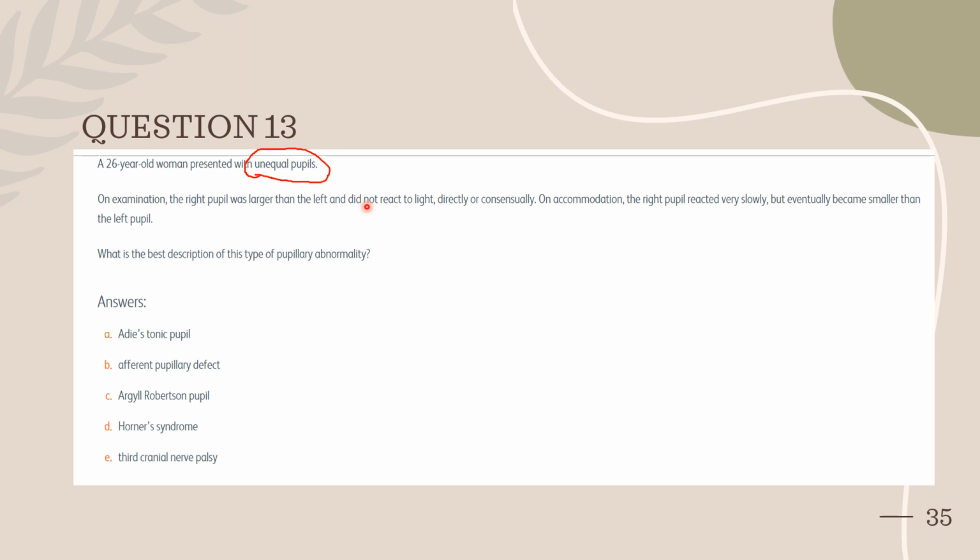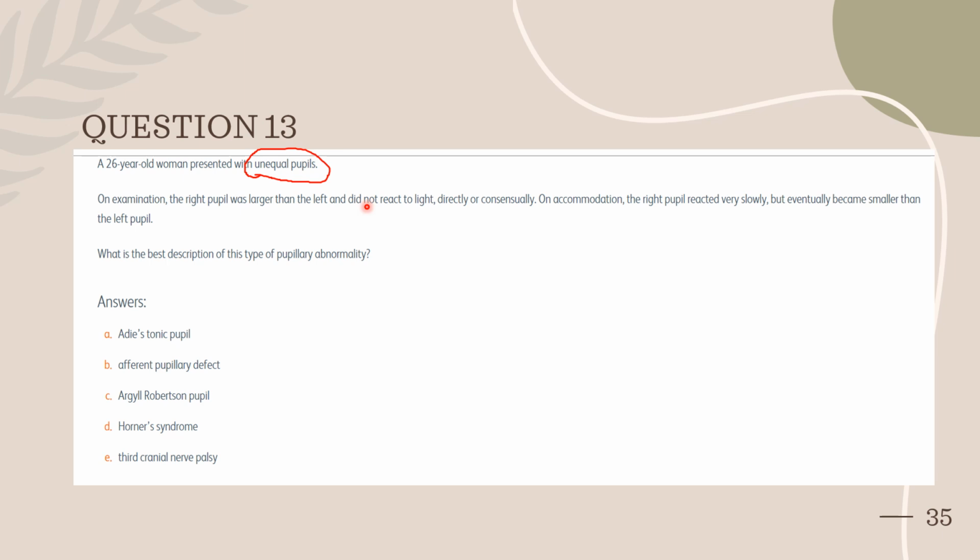When the light is shown to the right eye, if the right eye is constricting, that's called a direct light reflex. And if the left eye is constricting when the light is shown to the right eye, that's called a consensual light reflex. For light reflex, you have two cranial nerves involved. The afferent is carried by the optic nerve, that is second nerve, and the efferent, that is the constrictor pupillae action, is carried out by third nerve. Both of these have to be intact for the light reflex to act. So if there is an afferent pupillary defect, where there is defect with the optic nerve, but the third nerve is okay, you will have a swinging light reflex.